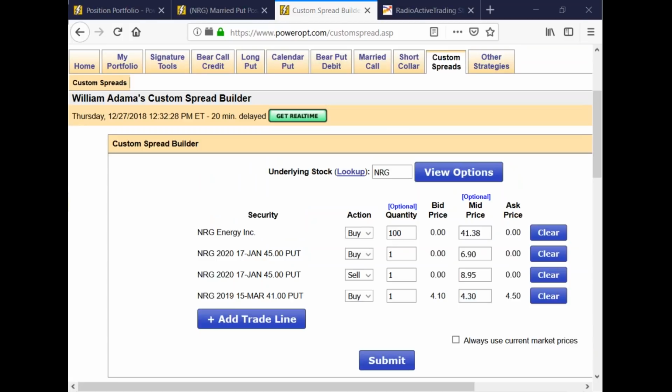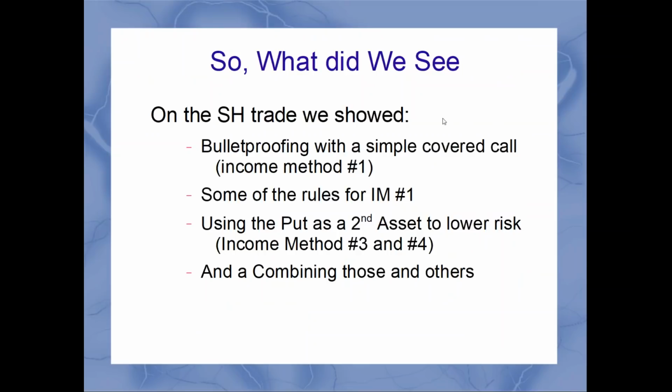So, taking all that into account, taking a breath and clearing our heads for a minute, what did we show you? Well, on the SH trade, I showed you bulletproofing with a simple covered call. What you may be doing now, but with no risk in either direction, with the expectation of maybe the stock stagnating. We discussed some of the rules of income method and why I would do it, why I wouldn't sell the call at a lower strike price, and what the pros and cons of this structure are and how it would match the CEGA model.